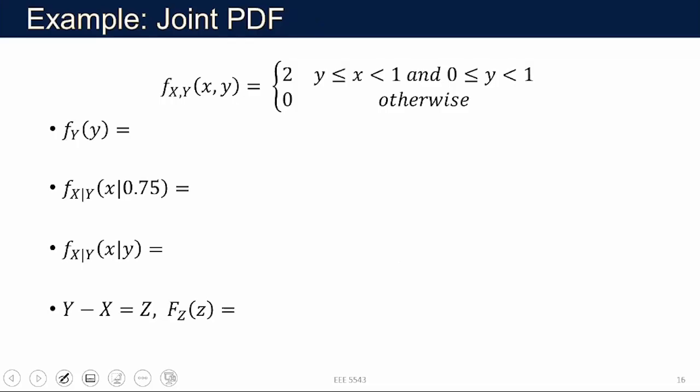Now let's look at an example of a joint probability density function. One of the most important things is to figure out what are your limits and plot this. So this is the region of our probability density function. So now if we want to find the marginal, all we have to do is integrate over x.